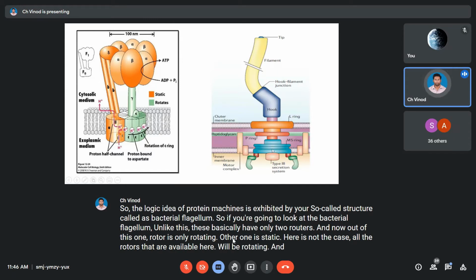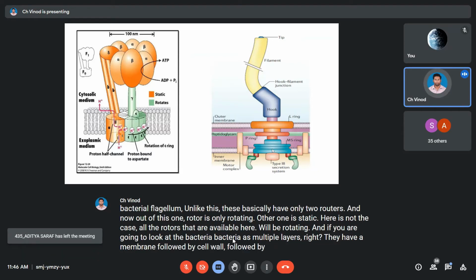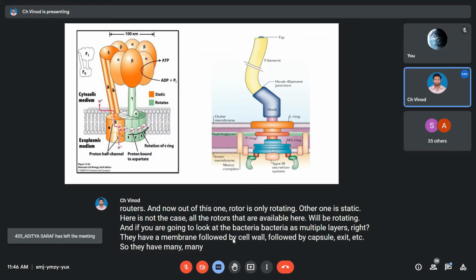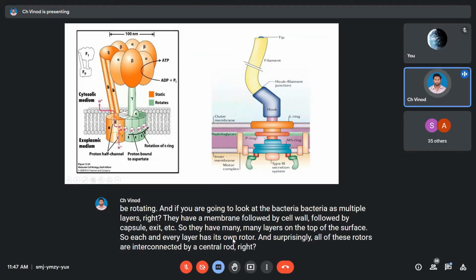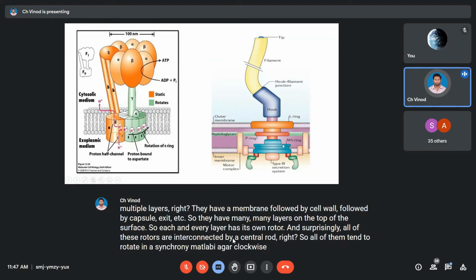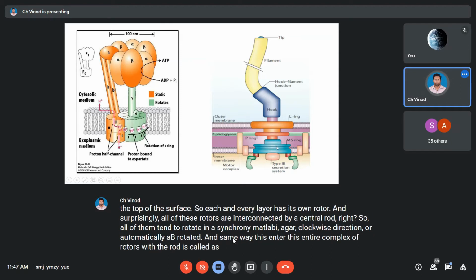And if you look at the bacteria, it has multiple layers, right? They have a membrane followed by cell wall, followed by capsule, etc. So they have many layers on top of the surface. Each and every layer has its own rotor, and surprisingly, all of these rotors are interconnected by a central rod, right? So all of them tend to rotate in synchrony. If this rotates in a clockwise direction, then automatically this one also rotates, and this one also rotates. And in the same way, this entire complex of rotors with the rod is called a basal body.